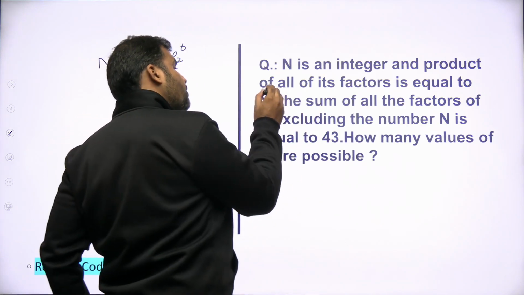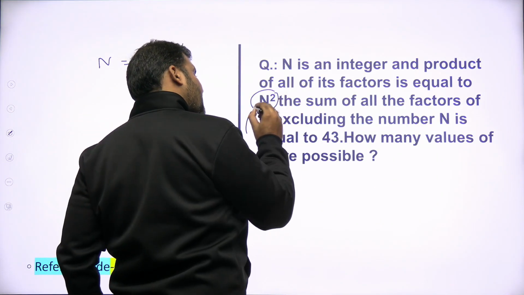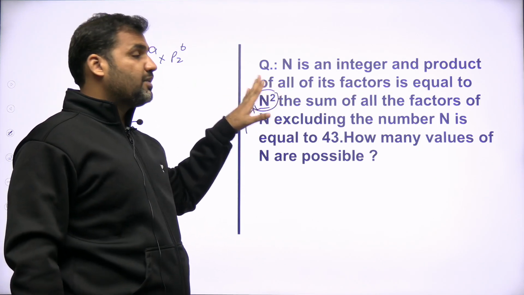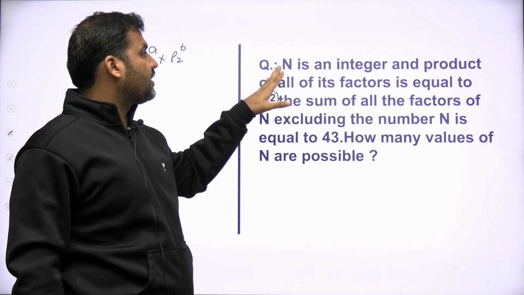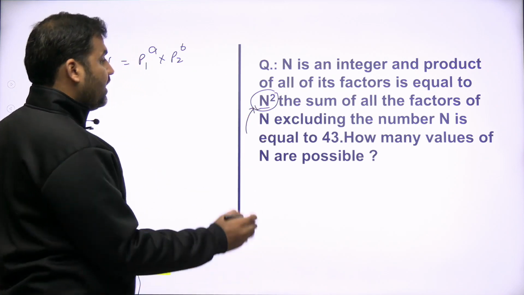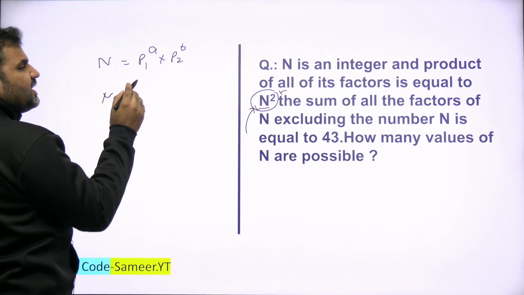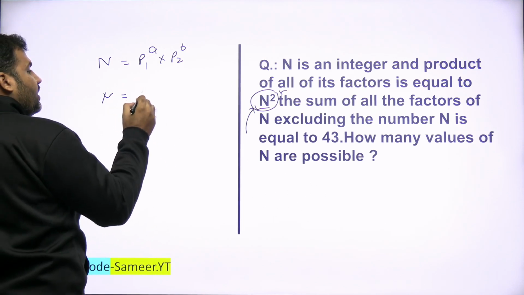Now, how do you find out what exactly is the meaning of the statement that the product of factors of n is equal to n square? Now, this power is very important. If I take any number, let me take an example of n equal to 12.